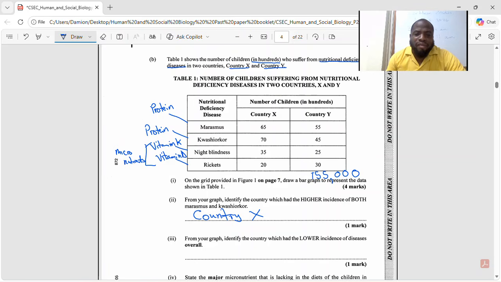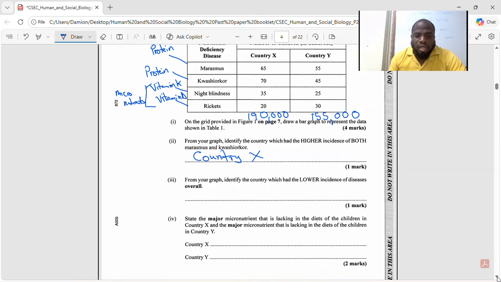So 155,000, right? This particular country, X, would have been 190. So overall, when you look at the representation, we see where it says the lower incidence. Lower incidence, meaning which one had the less? So that would have been country Y.